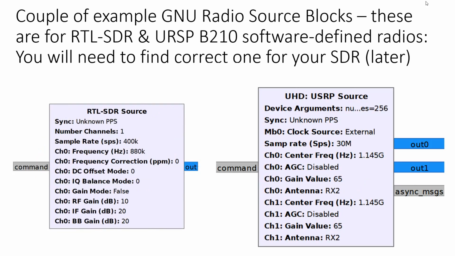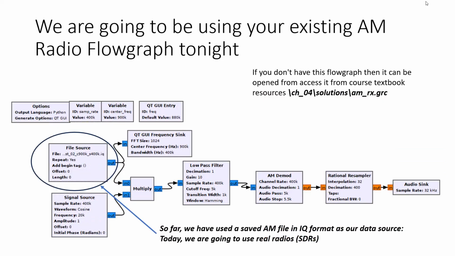When we talk about source blocks, as we know, GNU Radio is made up of these various blocks, such as in this diagram here. We've got file source, signal source, multiply, low pass filter, etc.